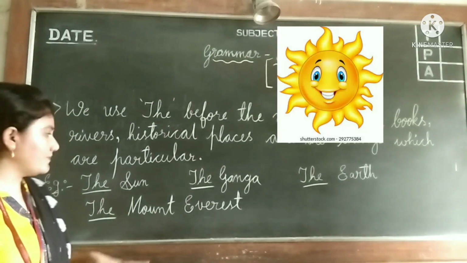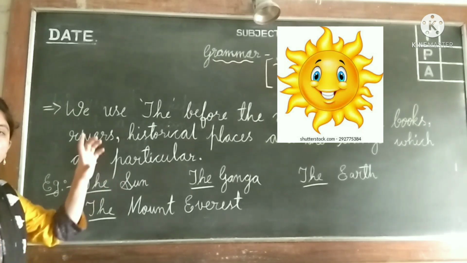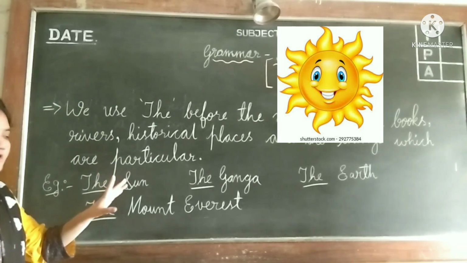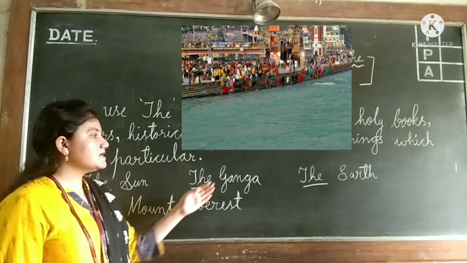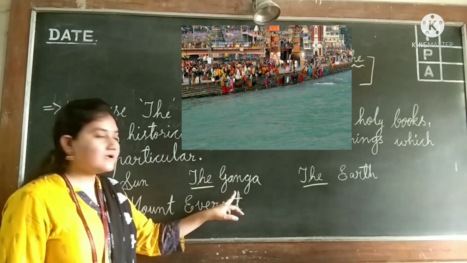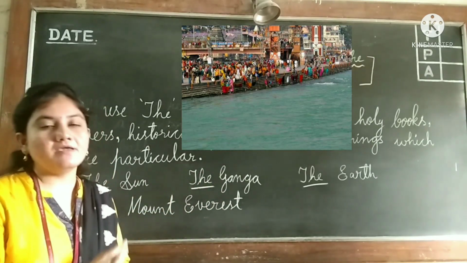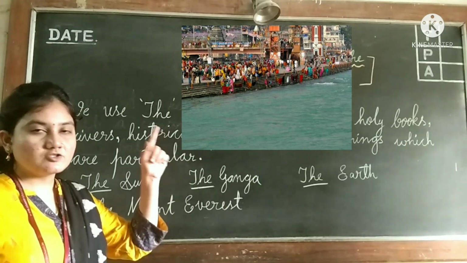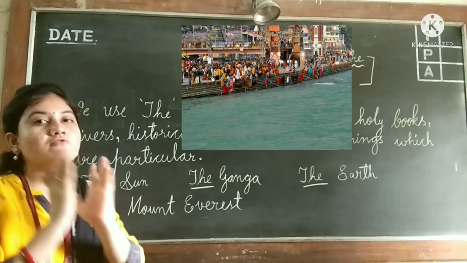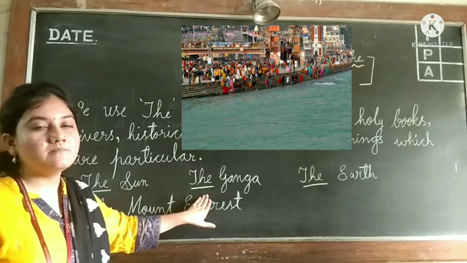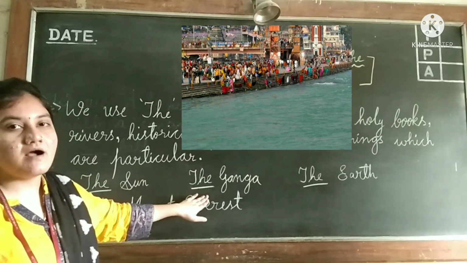Okay, for example, see here, the sun. Sun is a particular thing here, isn't it? So we'll use the. Next, see here, the Ganga. Here, Ganga is a river name. It's a particular river name here, isn't it? Have you seen the Ganga river, children? Yes. So it's a particular name of a river. So we'll use here T-H-E, the. We'll say it as the Ganga.